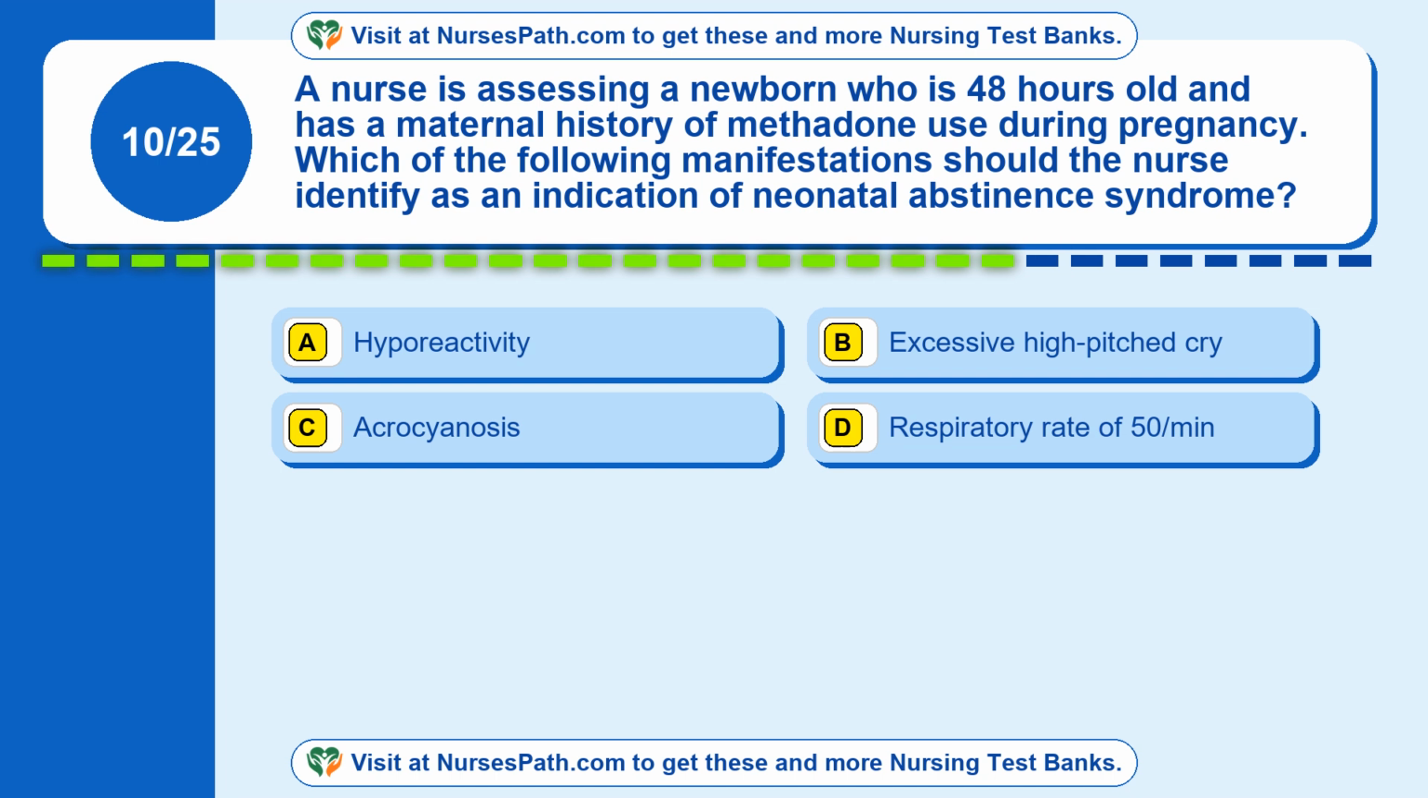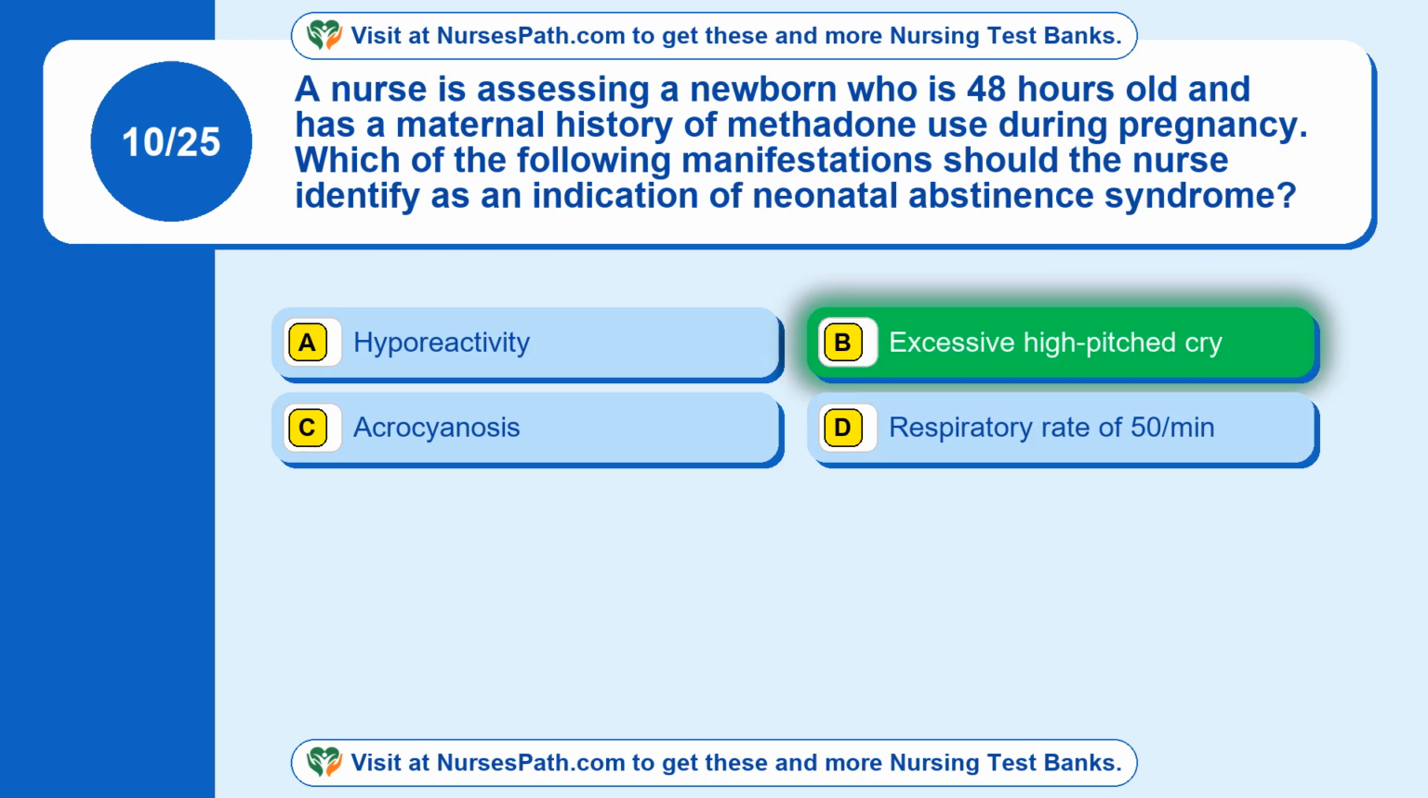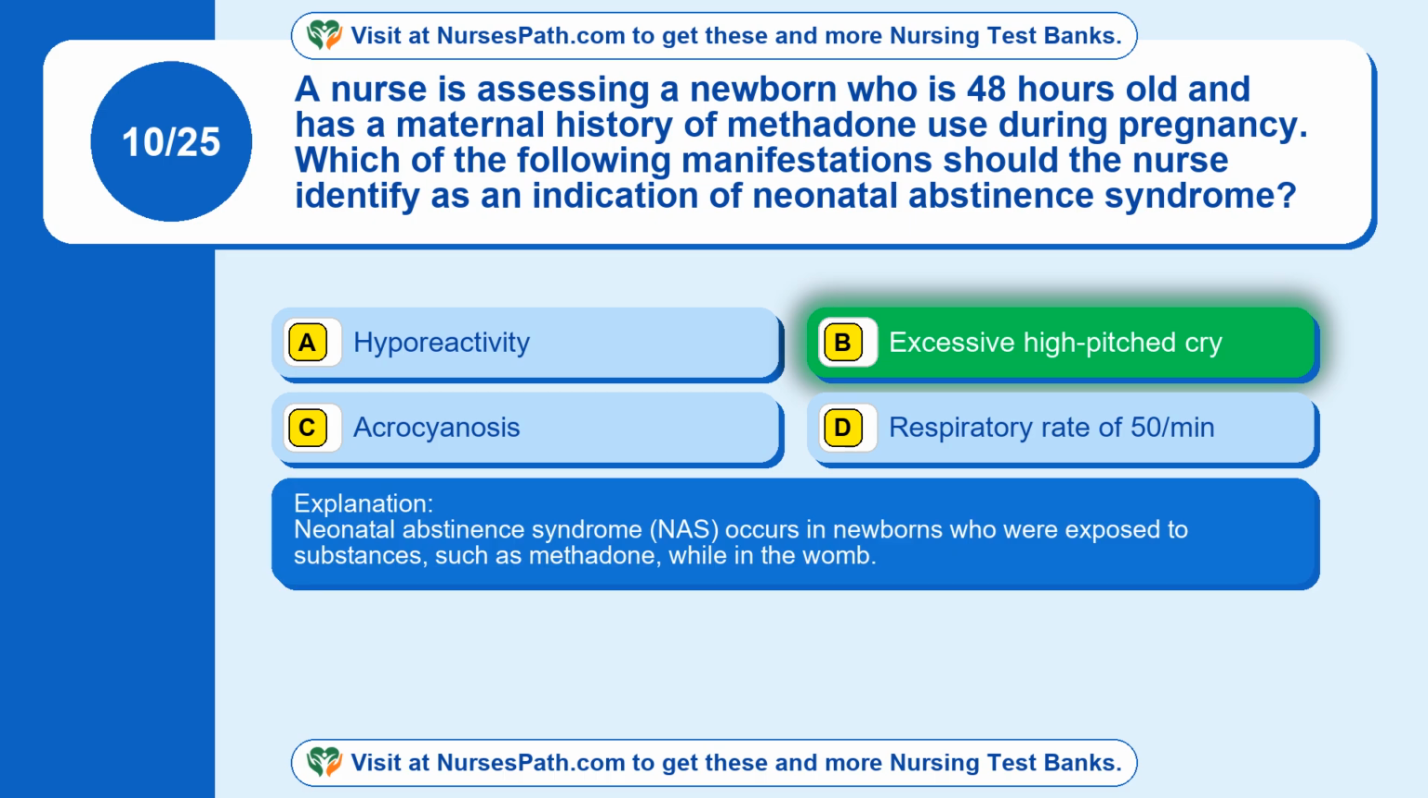Question 10. A nurse is assessing a newborn who is 48 hours old and has a maternal history of methadone use during pregnancy. Which of the following manifestations should the nurse identify as an indication of neonatal abstinence syndrome? Option A. Hyporeactivity. Option B. Excessive high-pitched cry. Option C. Acrocyanosis. Option D. Respiratory rate of 50/min. The correct answer is option B. Excessive high-pitched cry. Neonatal abstinence syndrome, NAS, occurs in newborns who were exposed to substances, such as methadone, while in the womb.